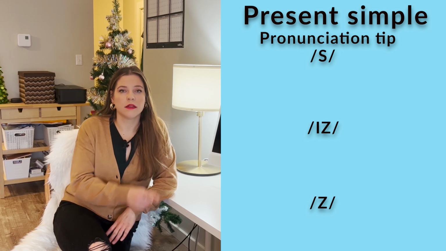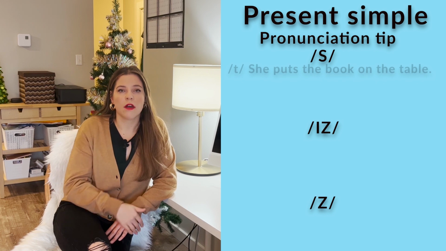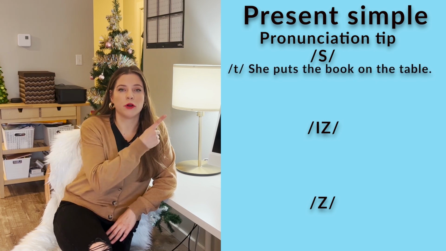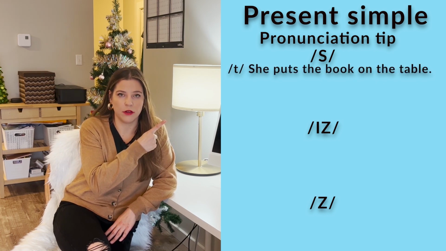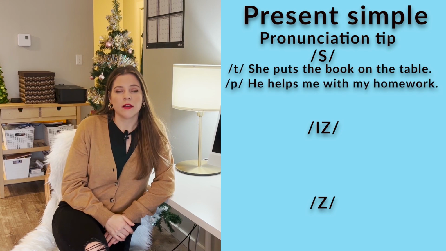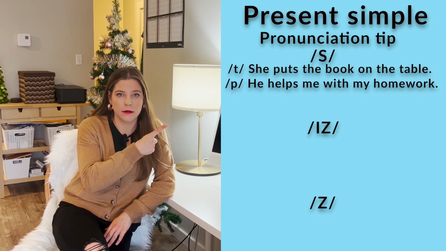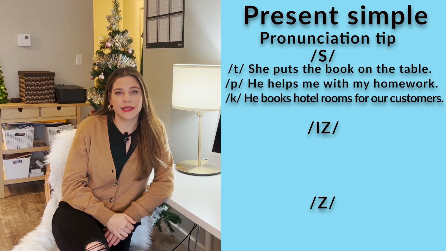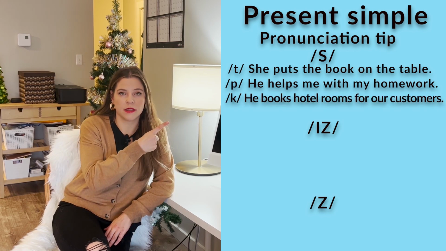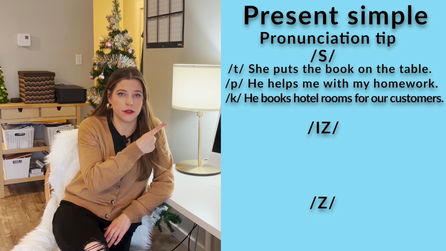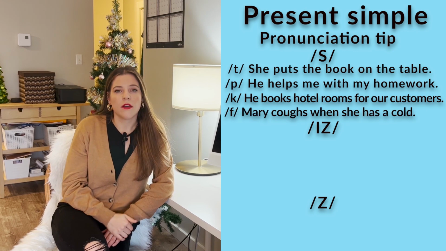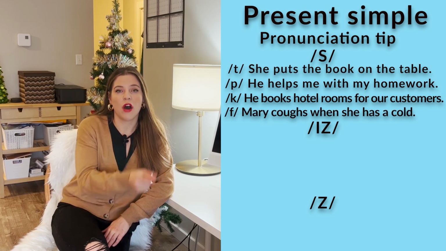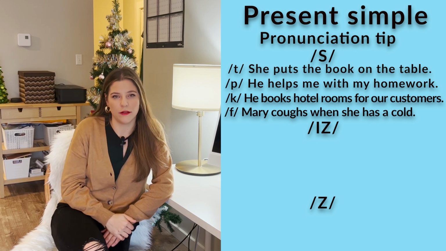If the verb ends in one of the sounds that I'm going to tell you now, S sounds like S. Number 1, T. For example, she puts the book on the table. P. For example, he helps me with my homework. K. For example, he books hotel rooms for our customers. F. For example, Mary coughs when she has a cold.